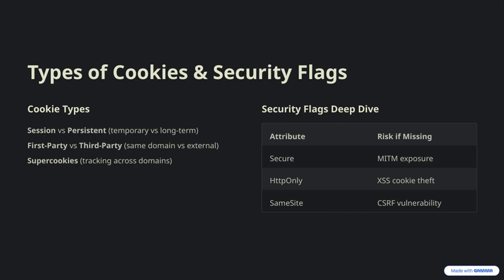Finally, the SameSite attribute is crucial for preventing cross-site request forgery, or CSRF, attacks. It controls whether cookies are sent with cross-site requests, adding an extra layer of protection. By understanding these cookie types and security flags, we can better protect user data and strengthen our overall security posture.